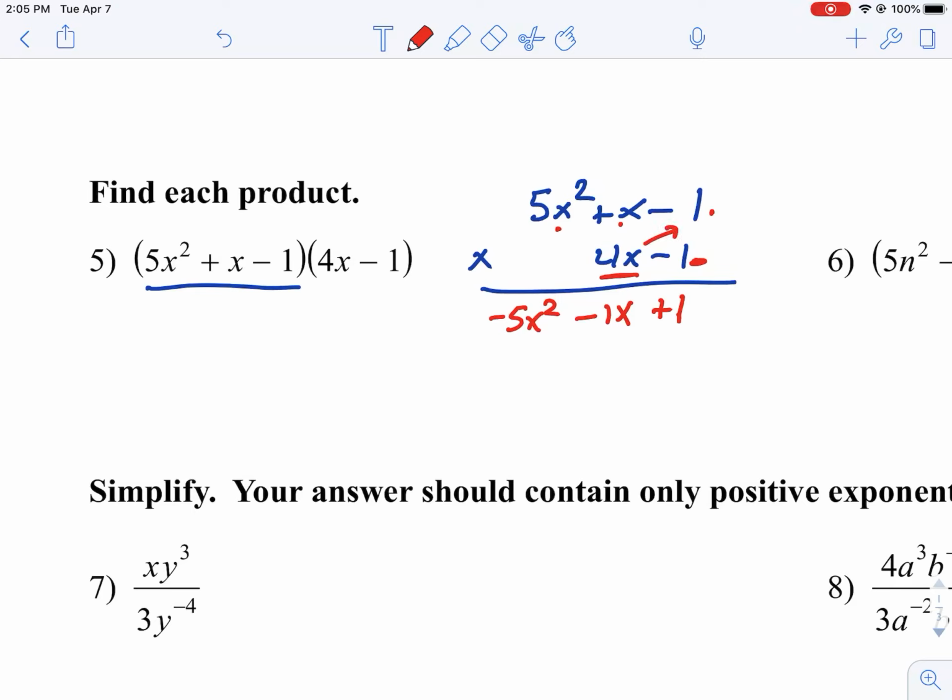Then we're going to do the next one, 4x, and we're going to multiply it here. 4x times negative 1 is a negative 4x. We'll put it into the x column, negative 4x.